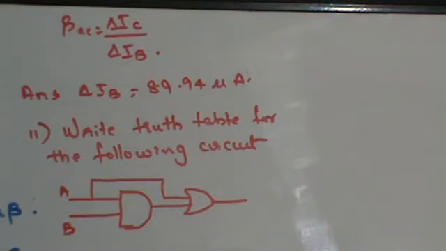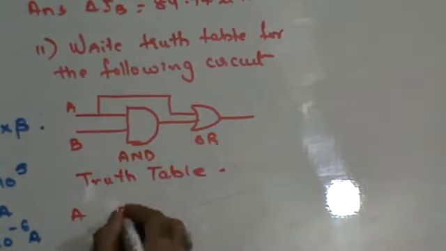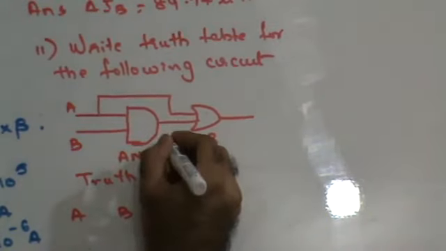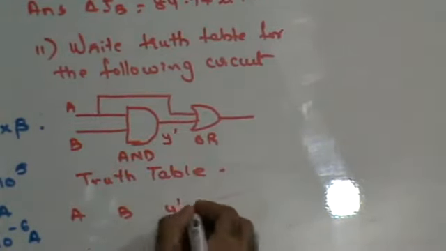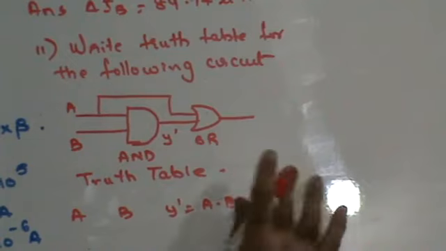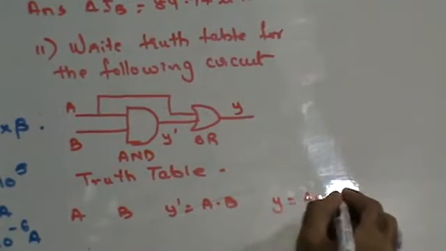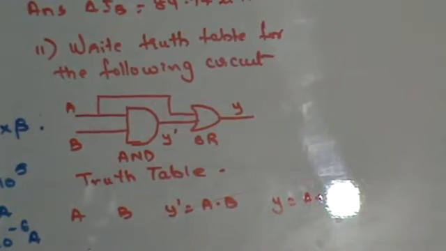Okay. Now guys, here this is your AND gate, this is OR gate. So let's make the truth table for this. Truth table. You have A, B. Let's call this Y bar. Y bar is nothing but A and B. And then let's call this Y. I want Y is nothing but A or Y bar, right?